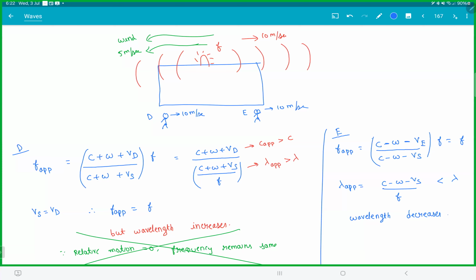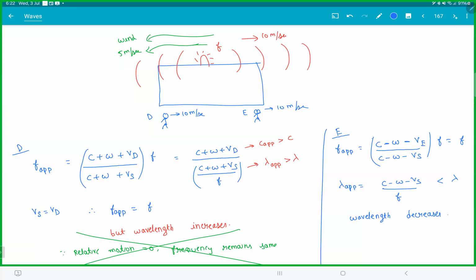Sir, will there be any difference between what D and E hear? Like with their ears, if they're just hearing the sound, will there be? They will hear the same frequency. They won't notice any difference from the frequency. But only when you try to somehow measure the wavelength, they will realize it is not the same. Okay, so we can hear only frequency, and we can't detect wavelengths. We detect only frequencies.